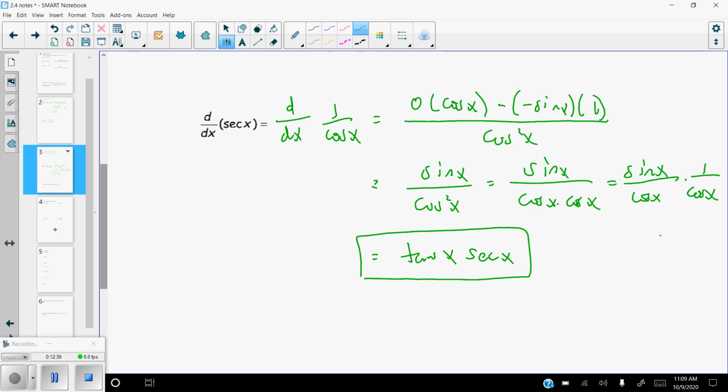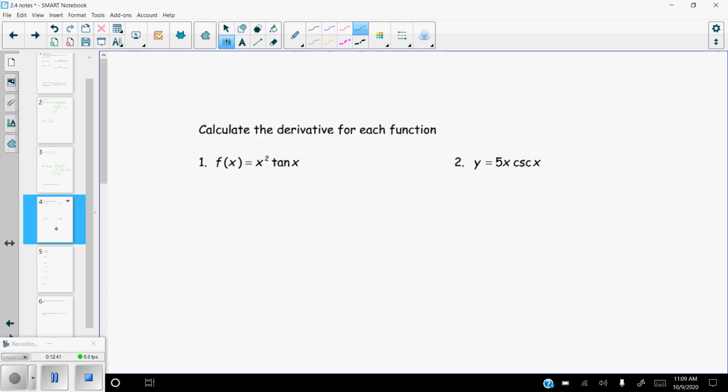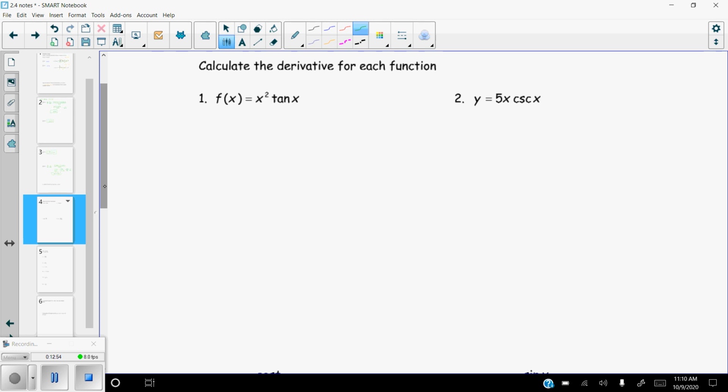All right, let's go ahead and look at some examples. So we're going to kind of piece together some of these things that we've been doing. Now we're incorporating not only the derivatives of our trig functions, but we're going to have products and quotients and all kind of other stuff going on. So we have to incorporate everything that we've learned so far.